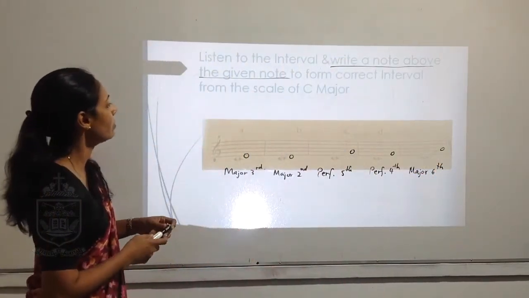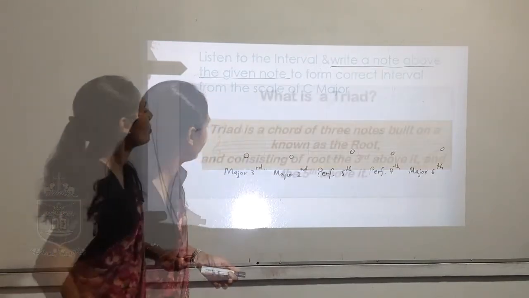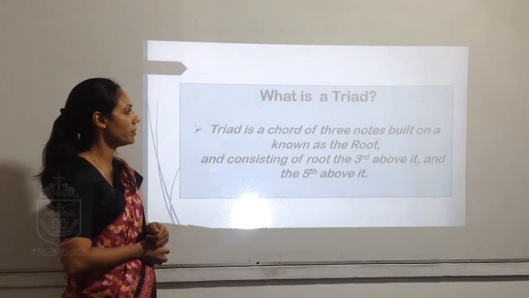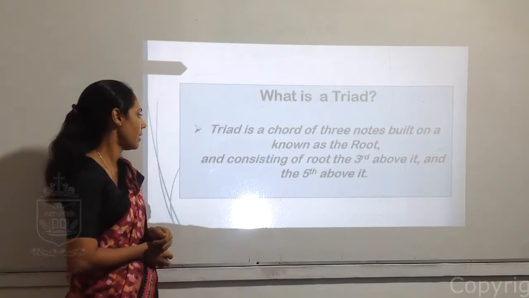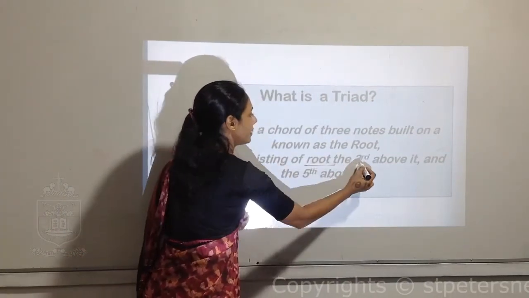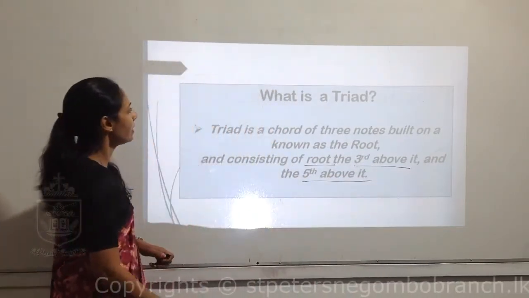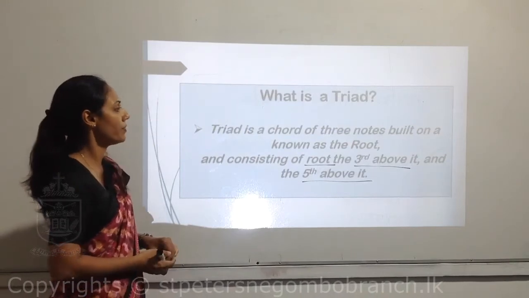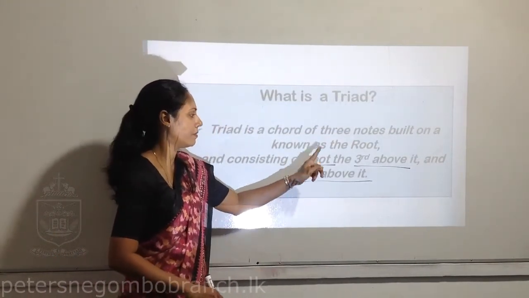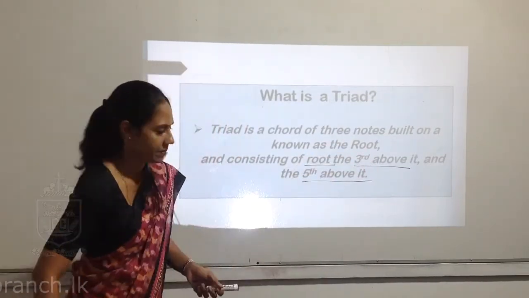This is how you have to identify the intervals. So now, what is a triad? A triad is a chord of 3 notes built on the root and consisting of the root, the third above, and the fifth above it. Right? A triad is a chord of 3 notes. The first one is the root, then from the root a major third above and a fifth above it.